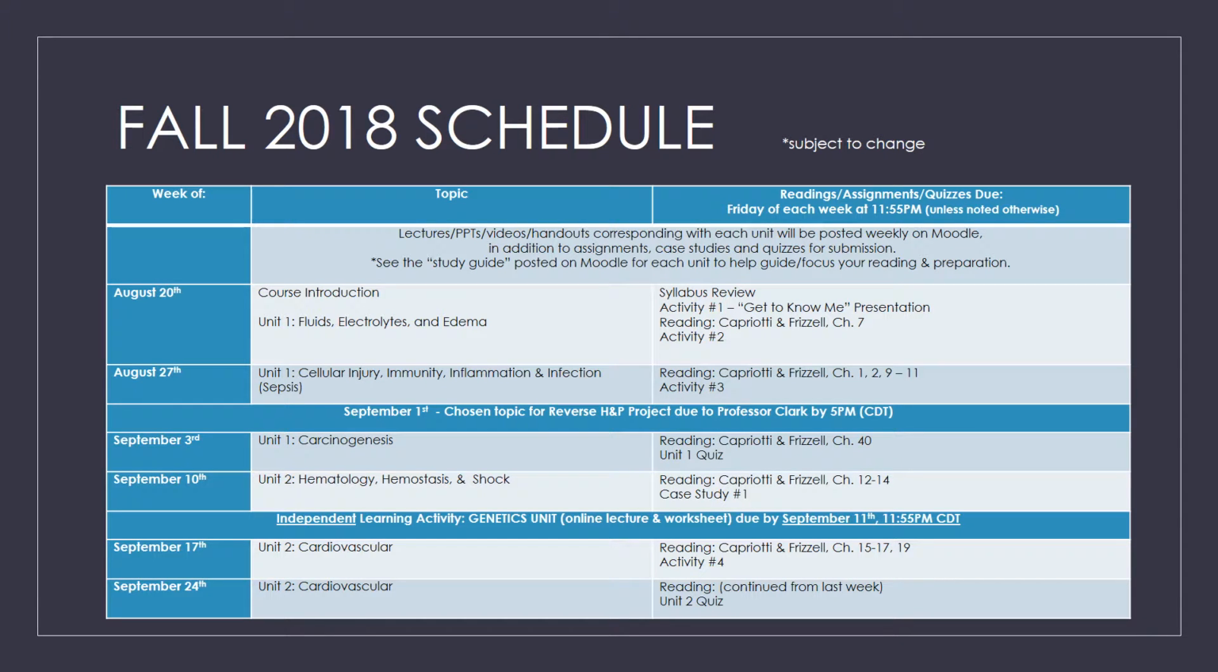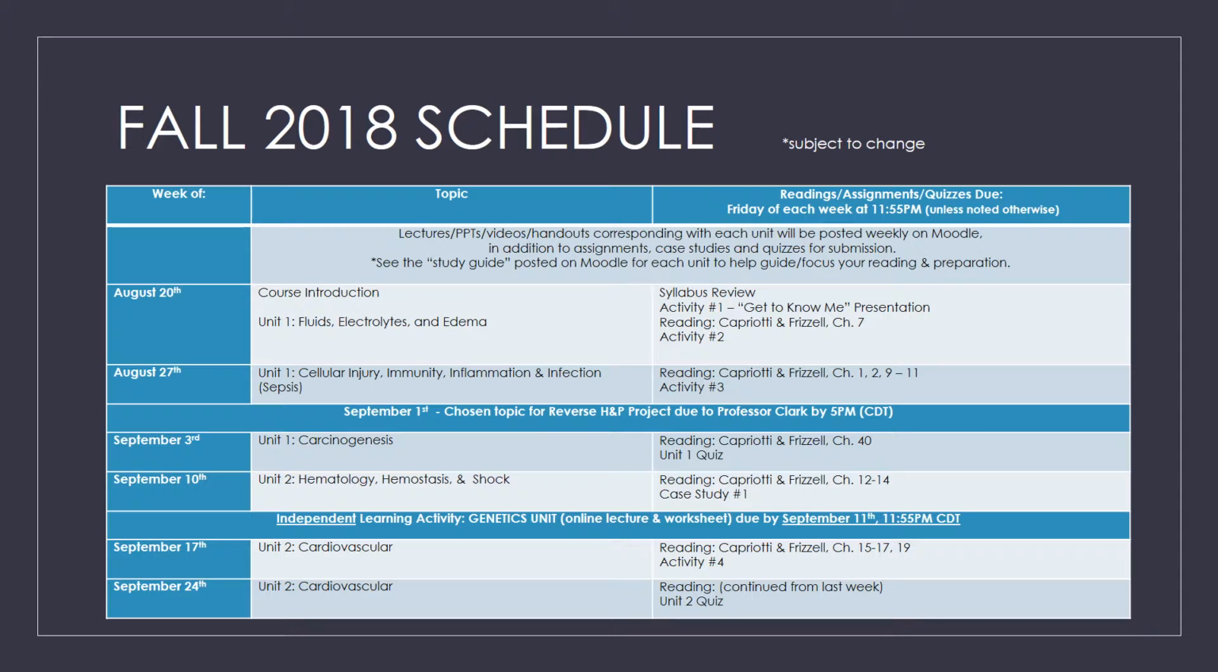One thing before we move on to reviewing the schedule, I do just want to draw your attention to the syllabus that is on Moodle. There are segments there on academic integrity, social media policy, disability accommodation policy, so on and so forth. So be sure that you take a look at those as well.